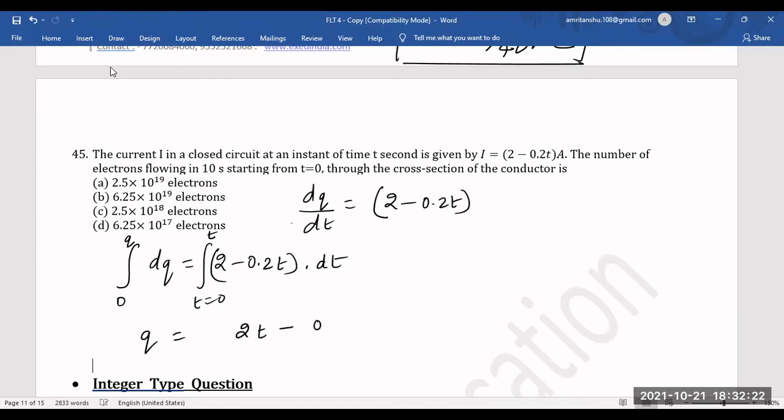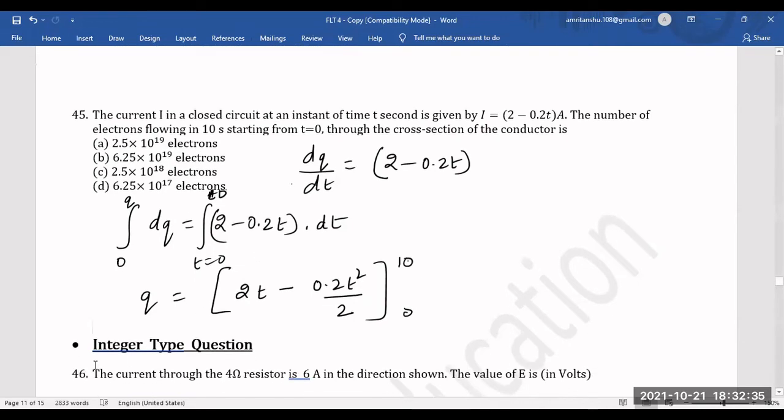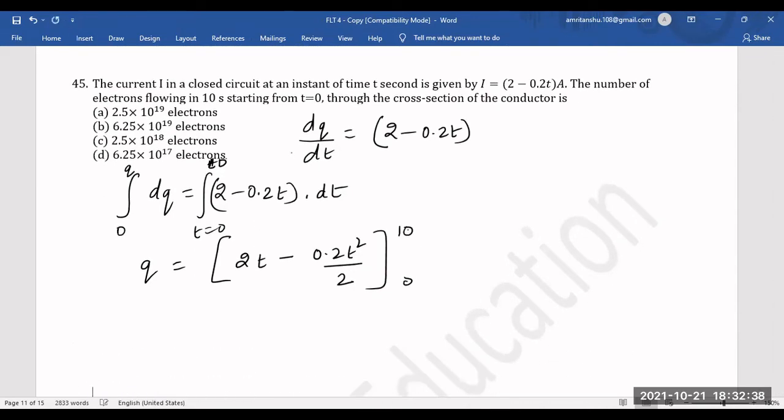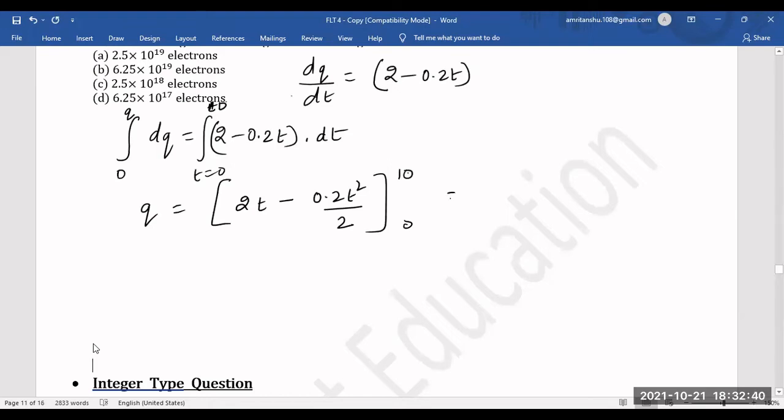it will be 2t minus 0.2t squared by 2. We'll put it from 0 to t, where t here is 10. So 0 to 10. So let's see that. So this comes out to be 20 minus 10. That makes it 10 coulombs of the charge.